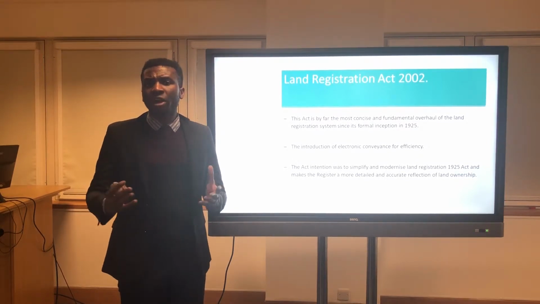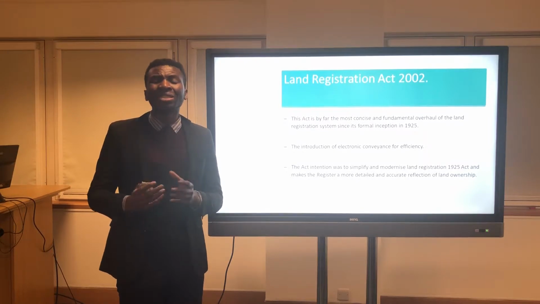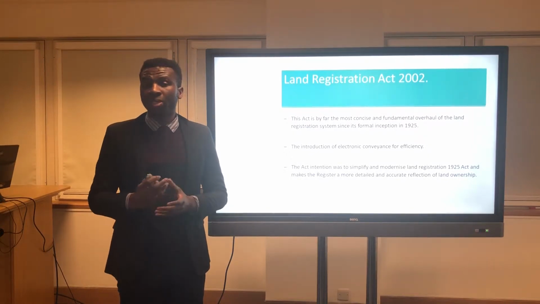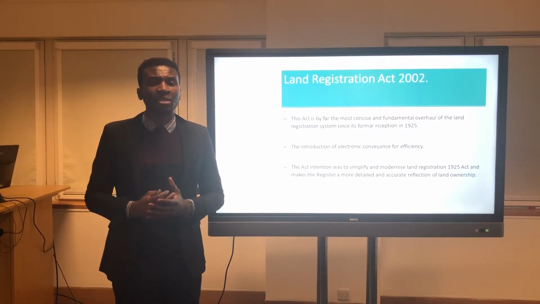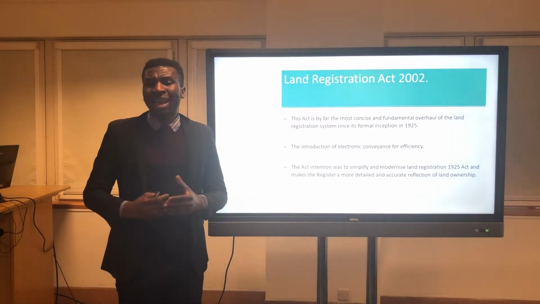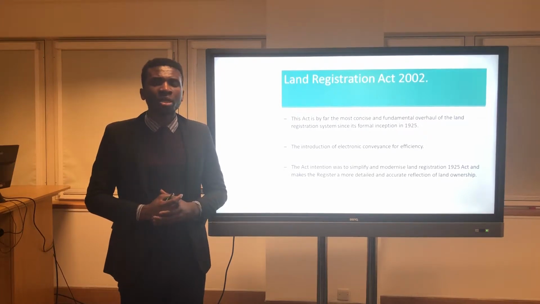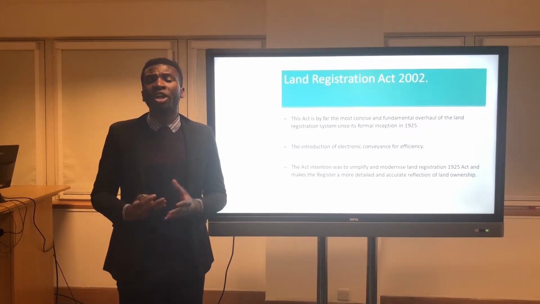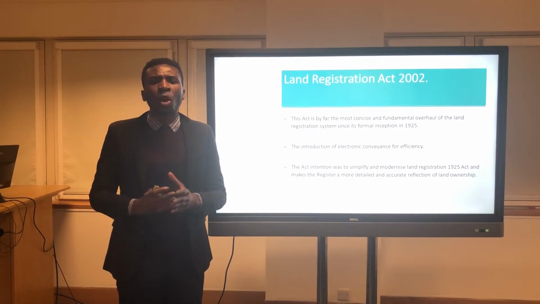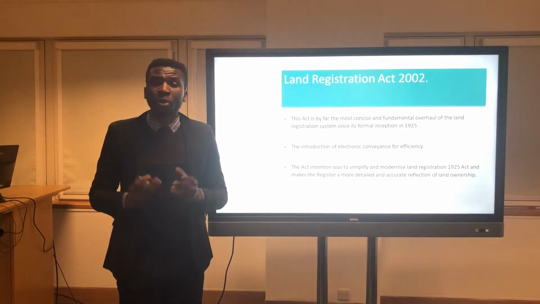This act is by far the most concise and fundamental overhaul of the land registration system since its formal inception in 1925. The act, it would seem, aims to direct the trend of conveyancing to a more electronic system in the not too distant future. In other words, an implementation of electronic conveyancing was the driving force of this act. The act's intention was to simplify and modernize the Land Registration Act 1925 and to make the register a more detailed and accurate reflection of land ownership, i.e., the mirror principle.